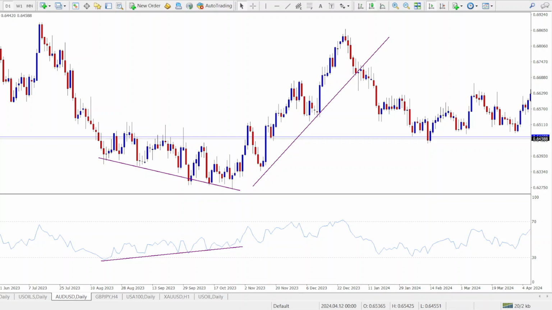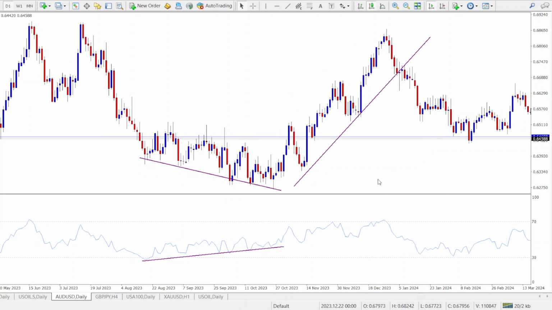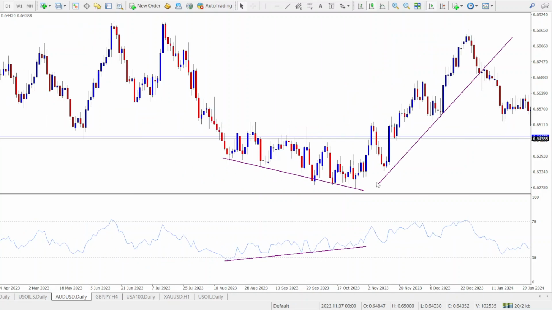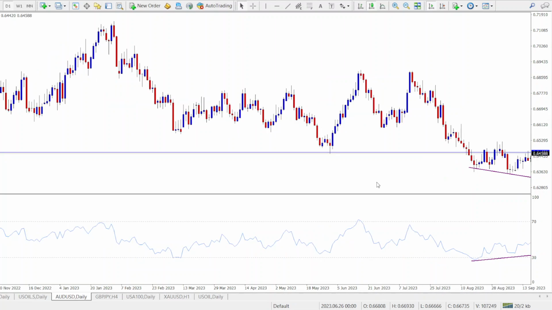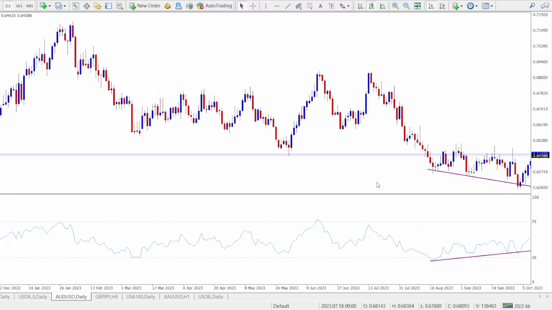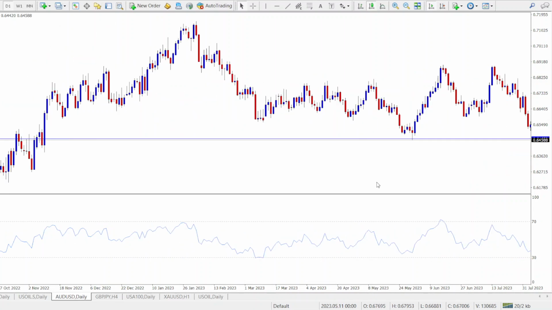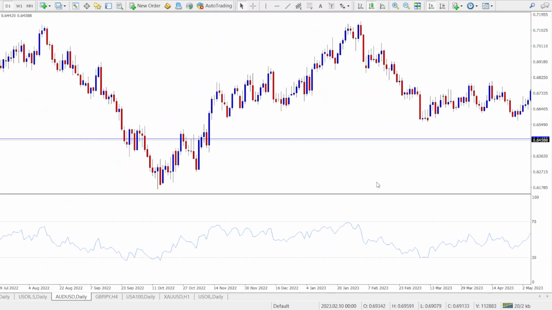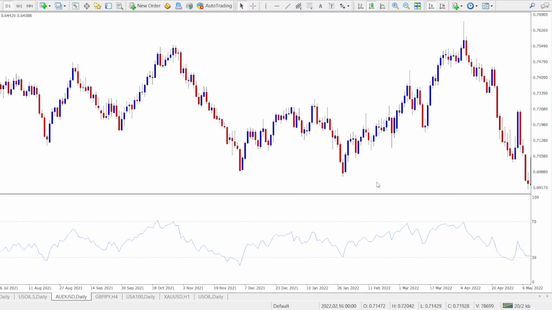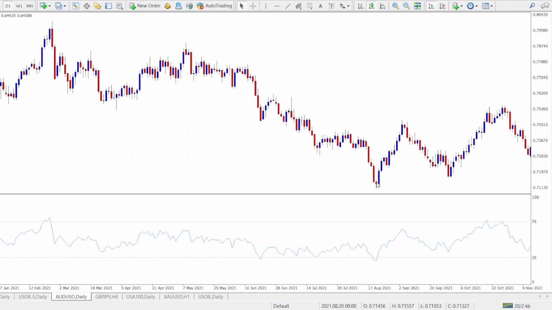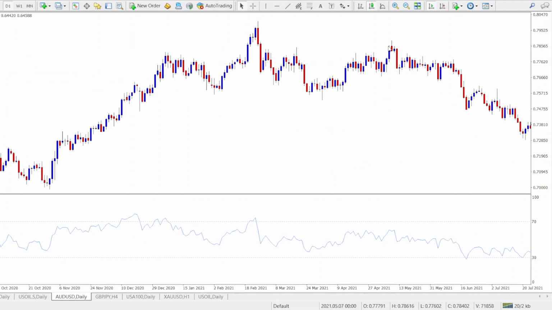Now on the flip side, we have bearish divergence. For a bearish divergence, it is just the opposite. That happens when the price is making higher highs but the RSI is making lower highs. Let us see if we can find such an example, where you have the price making higher highs but the RSI making lower highs. I think we have that here.